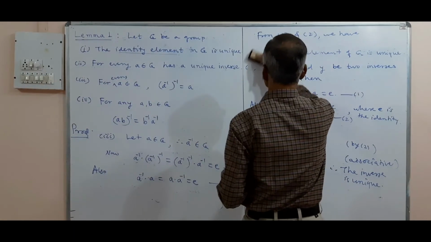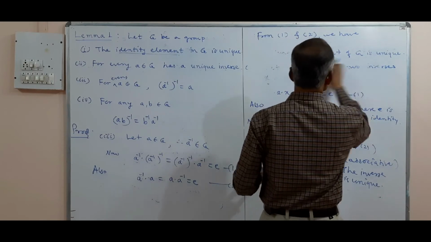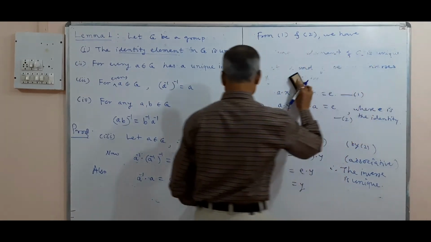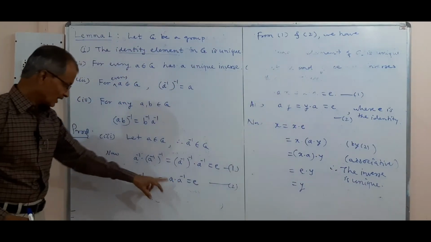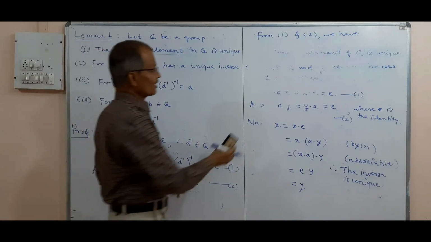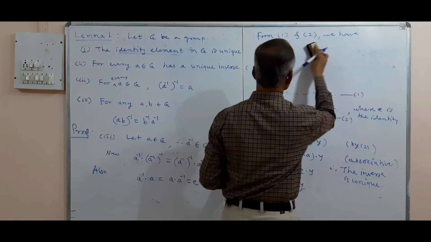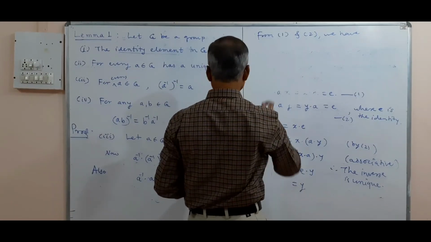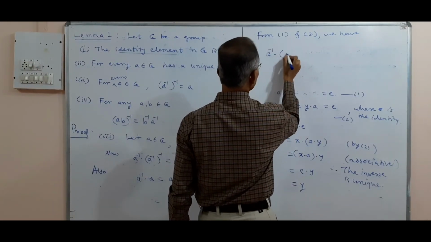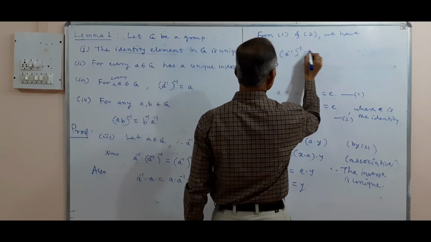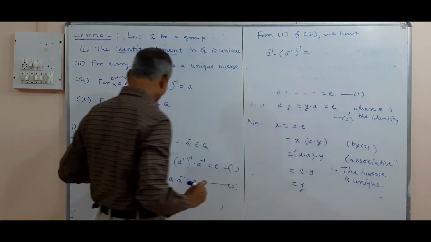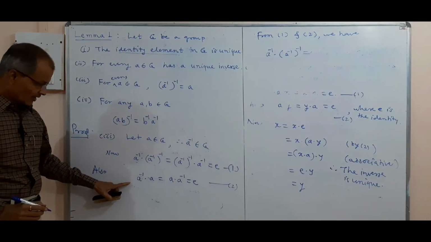Now we can equate, or from 1 and 2 we write. So what do we have from 1 and 2? See, their right sides are equal, and therefore their left sides must be equal. So we have A inverse into inverse of A inverse. This must be equal to this one, A inverse into A.